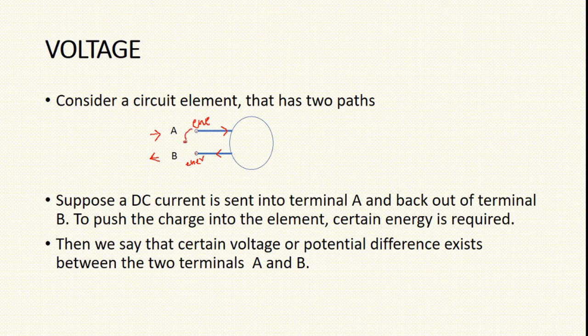The difference between the energy that exists at the terminals A and B is what we call the potential difference. Fine. So we always must have some energy to push a current into terminal A or to bring back a current from terminal B. We must possess some energy to do that particular task. When this task is done, we say that there exists a potential difference between the terminals A and B, and this is what we call the voltage at that particular point.